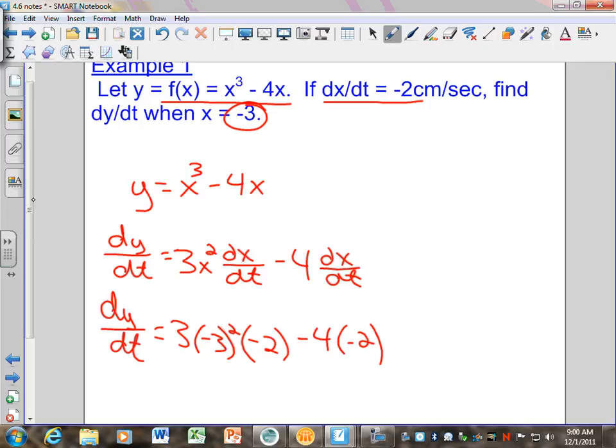And really, I probably should plug in next to negative 2 that it's negative 2 centimeters per second.